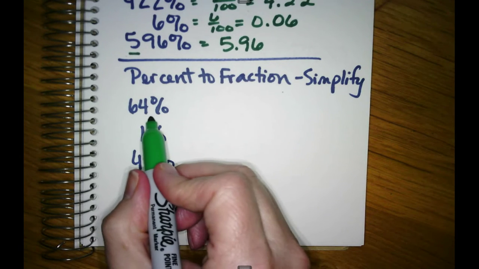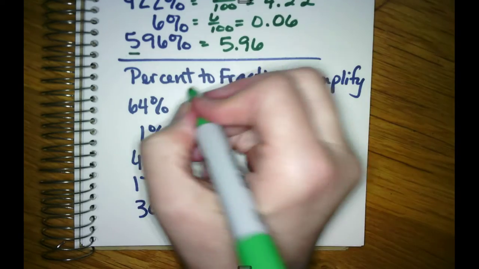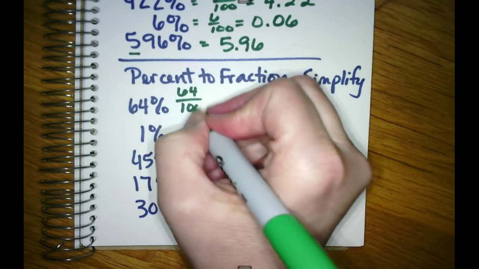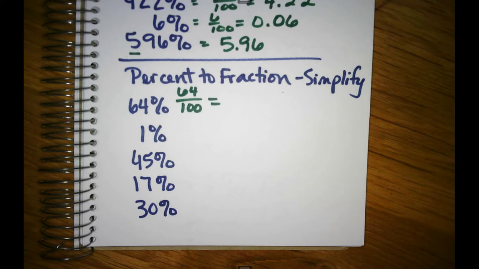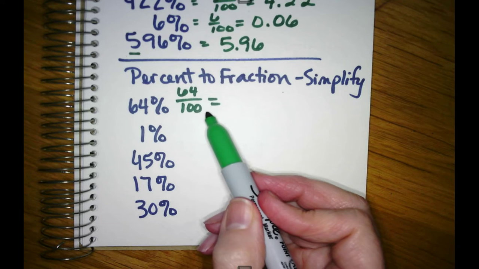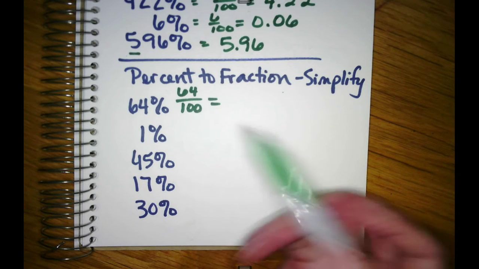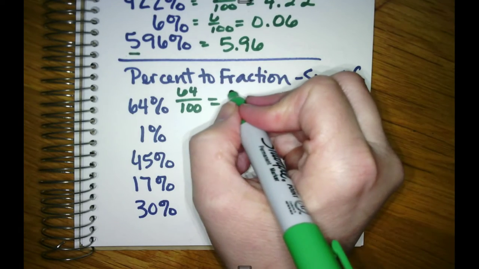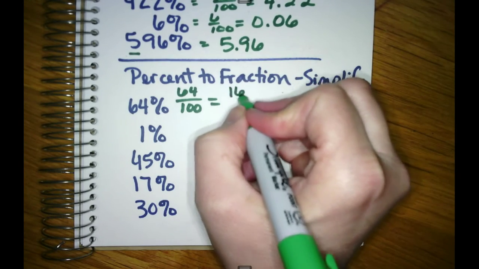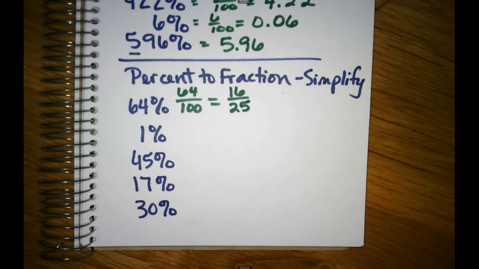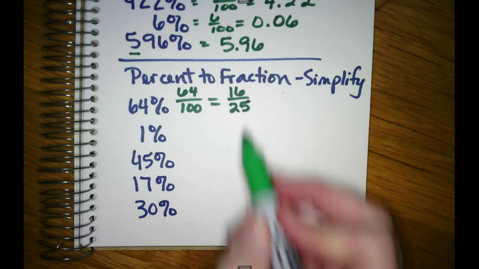Okay, then we have some where we have to change the percent to a fraction. Now, we know that this is always a ratio to 100, so the first step is just to take the percent and put it over 100. But then we need to check if it can be simplified. 64 and 100 are both divisible by 4, so I can divide by 4. 64 divided by 4 is 16, and 100 divided by 4 is 25. That's my simplified fraction.